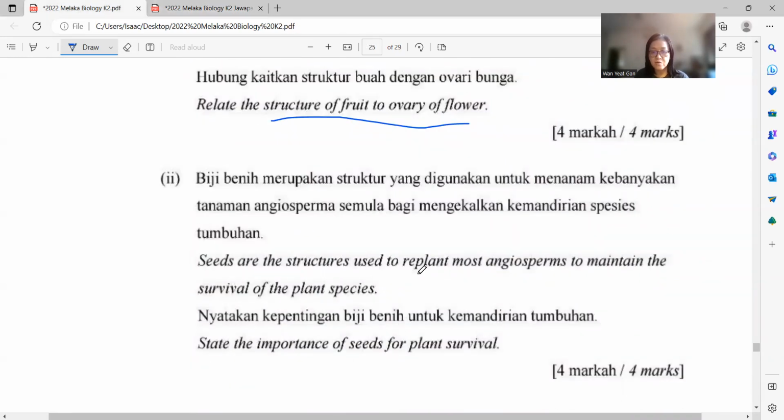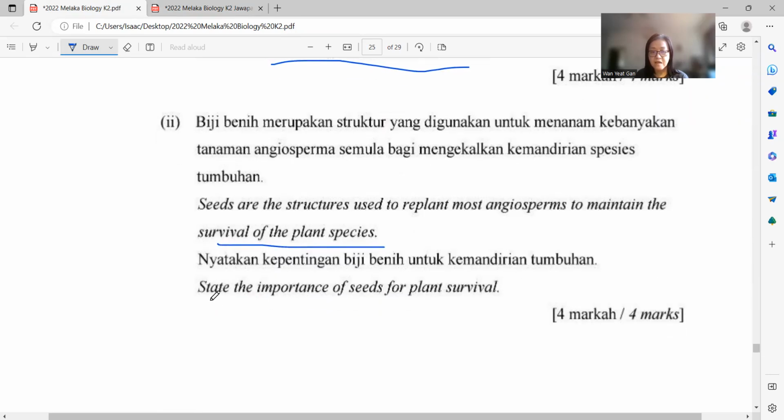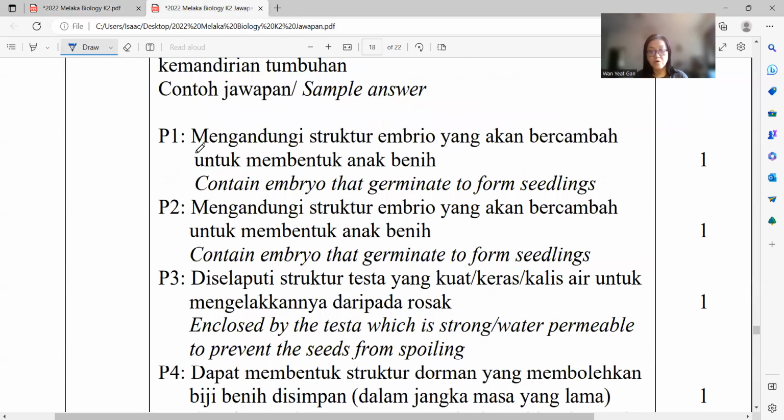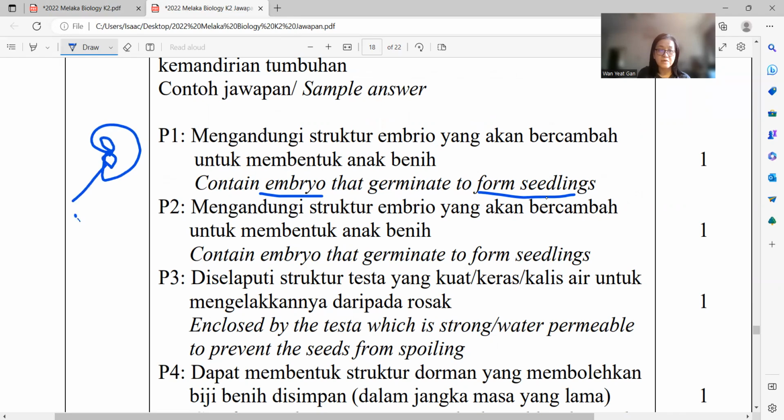Okay, seeds are the structure used to replant most angiosperms to maintain the survival of the plant species. State the importance of seed for plant survival. Now, you know that seeds have everything inside a seed, the embryo, the endosperm, which ensure the continuity and the survival of the species. So the embryo will germinate to form the seedling, okay? So in the embryo, you have the plumule and the radicle. This is the radicle, this is the plumule, which then will grow to become the shoot and the roots, yeah?